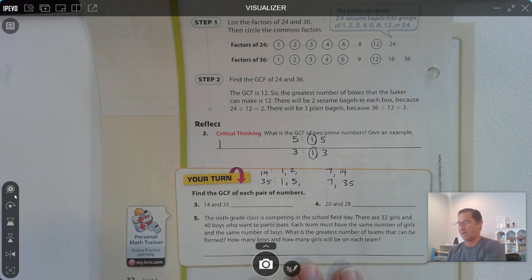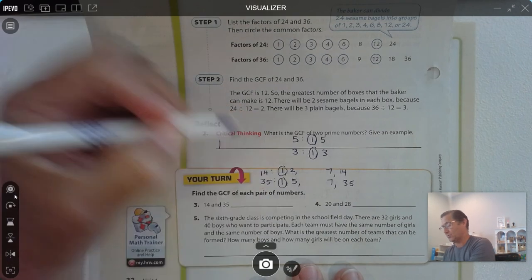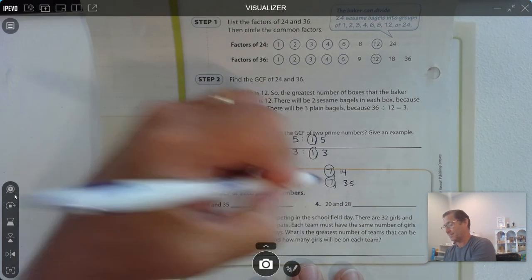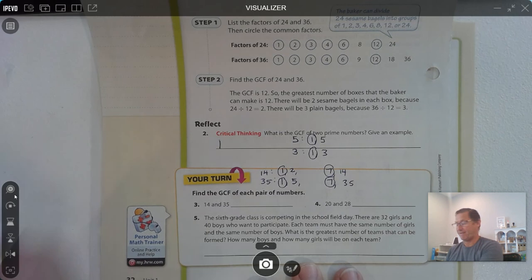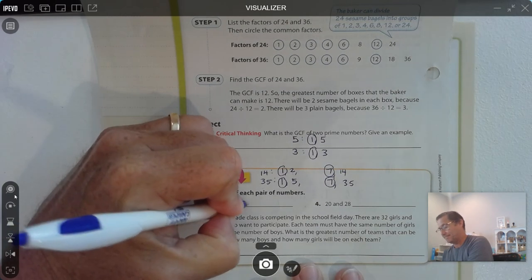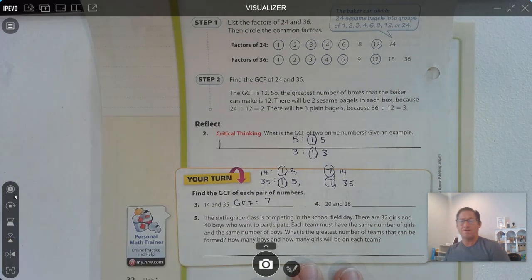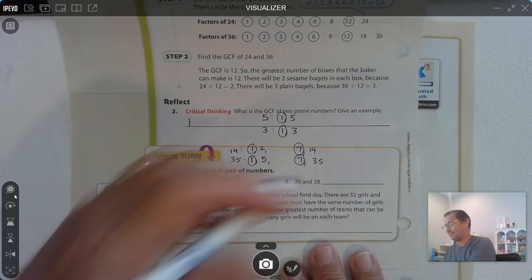So what's the greatest common factor? Well, let's circle the ones that are already common. So it's 7, right? All right, how about 20 and 28?